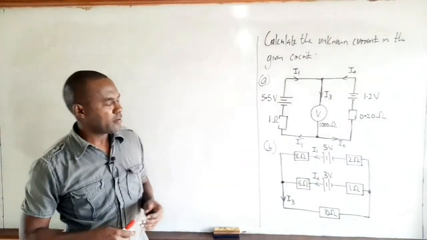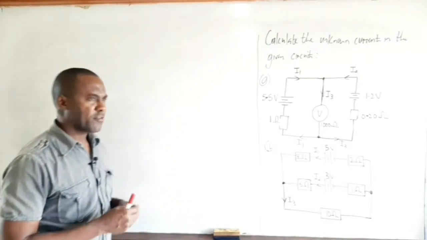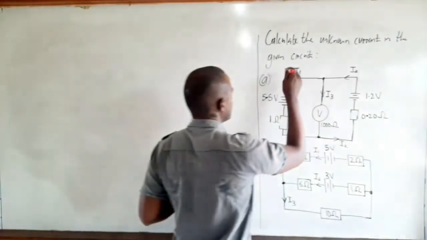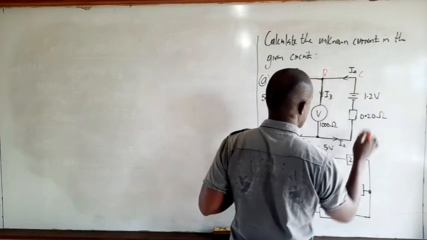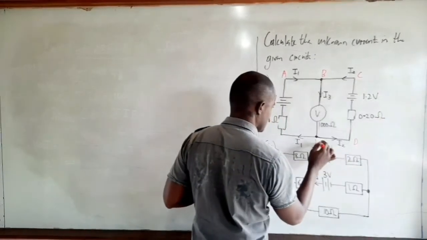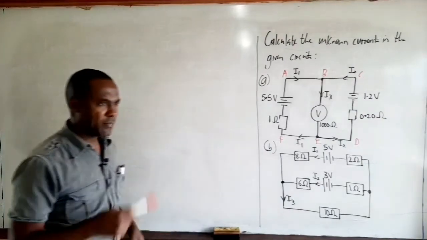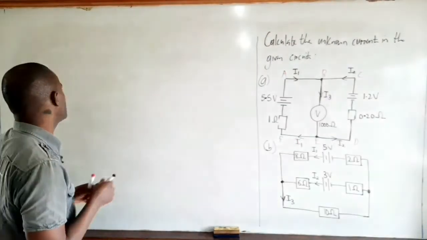So let us apply Kirchoff's laws to circuit A. Now the first thing we will do is to label the circuit. So we label the circuit A, B, C, D, E, and F. Now having labeled the circuit, we'll now choose a closed loop to traverse, right?